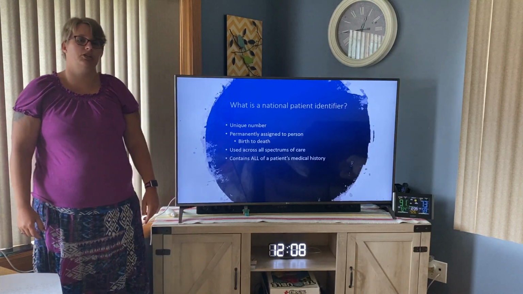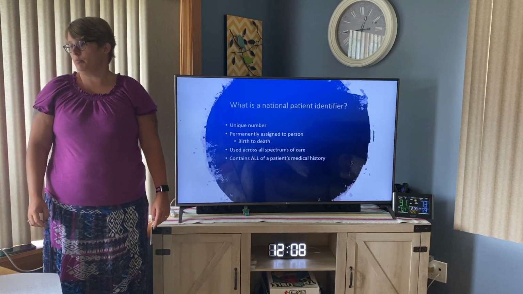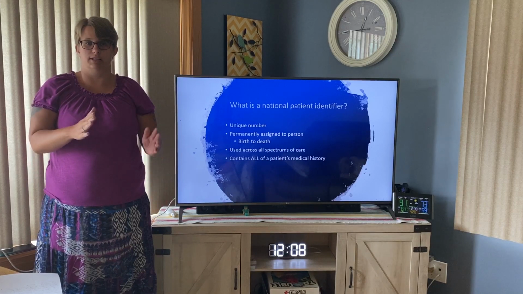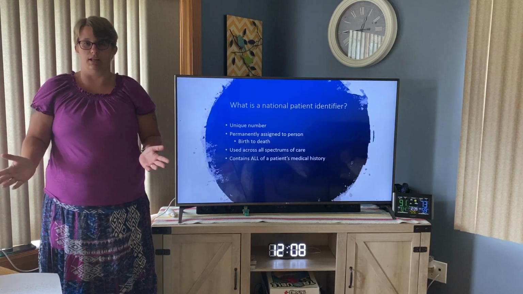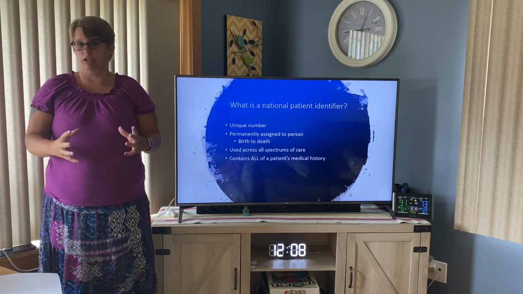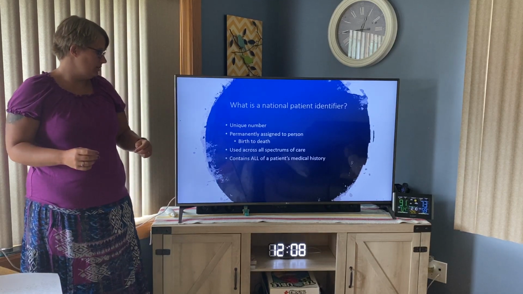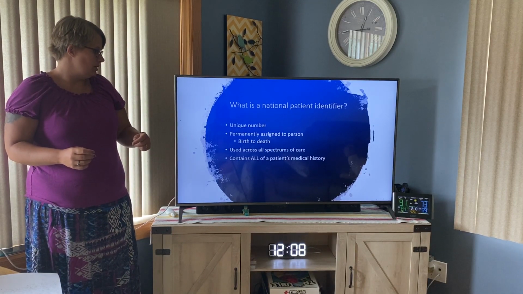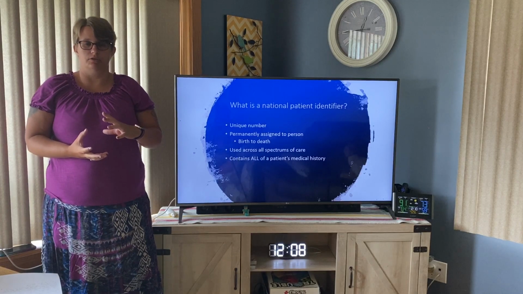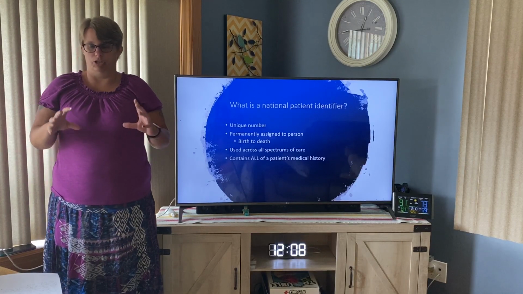So a national patient identifier is a unique number that is assigned to a person, and it stays with them from birth to death. And all of their medical information, wherever they go to see physicians, is all contained within that number. So all their medical information in one place.